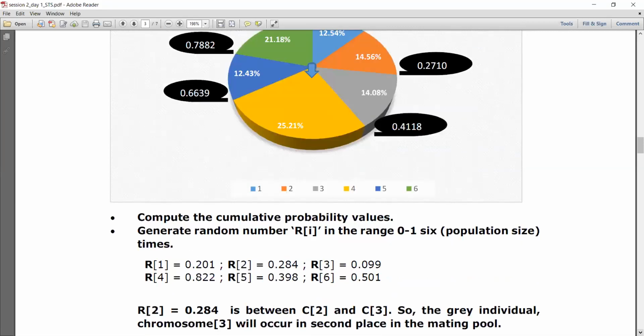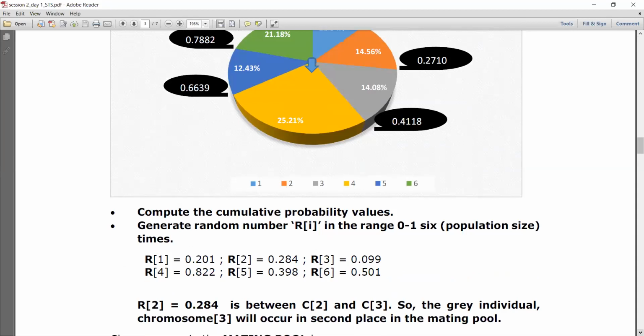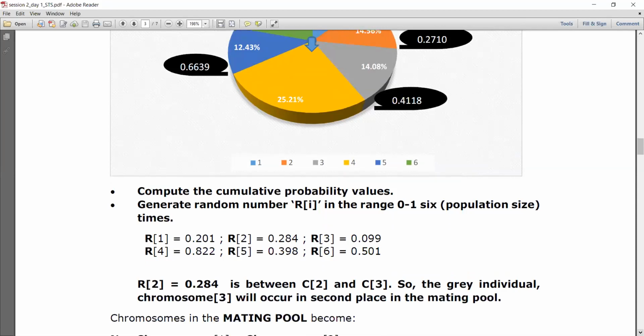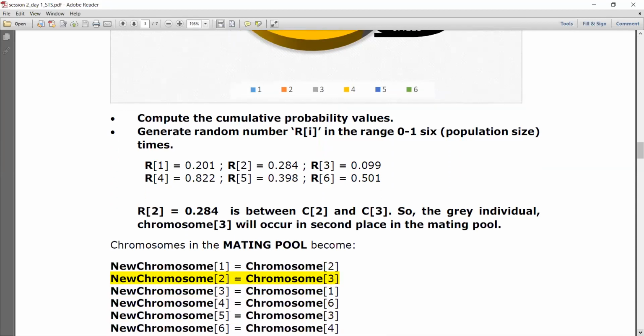As we are going to throw 6 times, each time we get some number. So now we have answers. Suppose R of 5 is 0.398, again you check where that 0.398 fits into that roulette field. See that color, which denotes a chromosome, and select that chromosome. This way, we have now selected the mating pool.